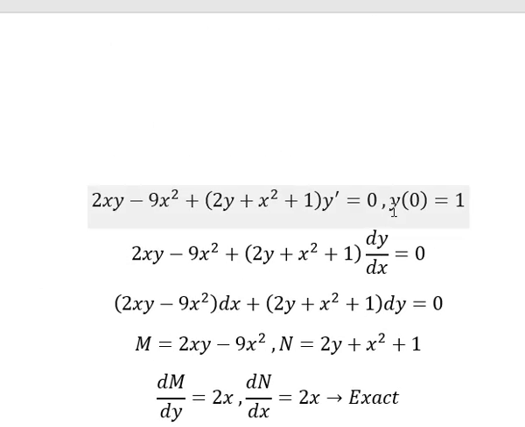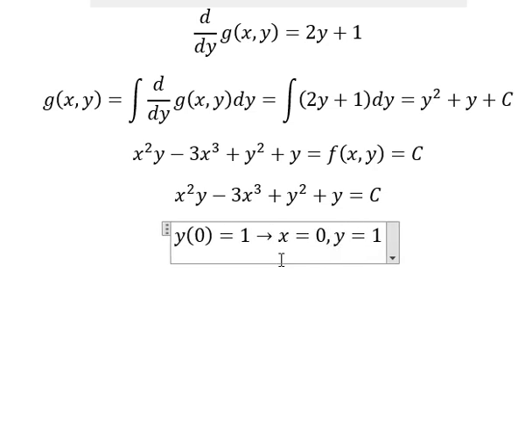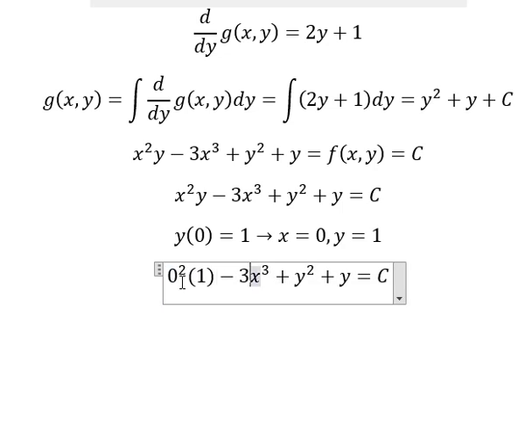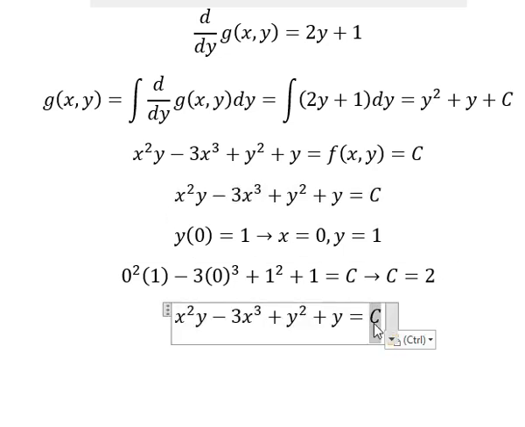And now we have the conditions. That means when x equals number 0, y equals number 1. So we put the values here to find the value of c. And this one, c equals number 2. So we put number 2 here.